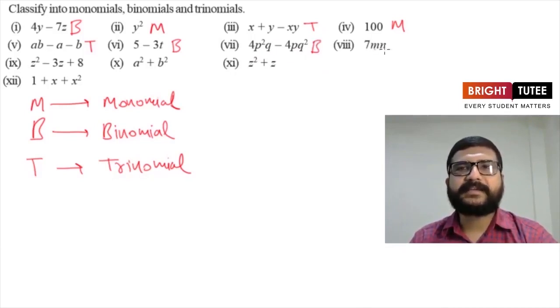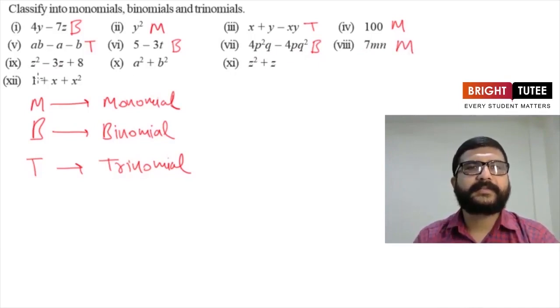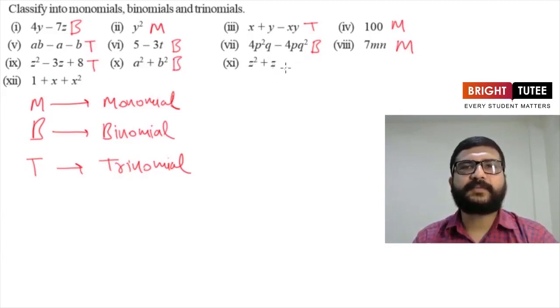And then we are having 7mn. There is only one term, so it is monomial. And then z square minus 3z plus 8. So here we are having three unlike terms, so this is a trinomial. And then a square plus b square, we are having two unlike terms, it is binomial. And then z square plus z, again two unlike terms, again it is a binomial. And then 1 plus x square, so we are having two terms here and these are unlike terms.